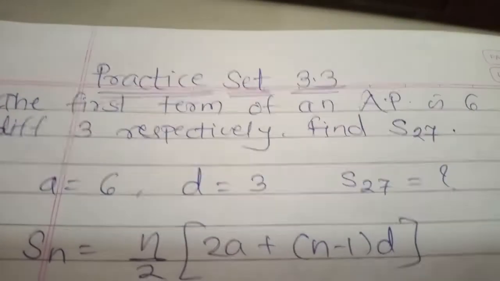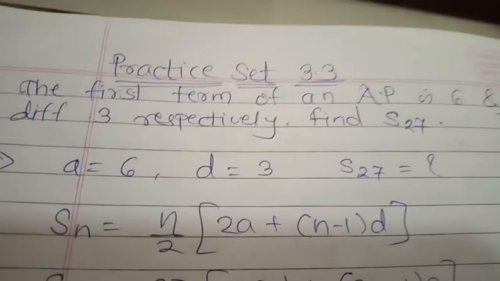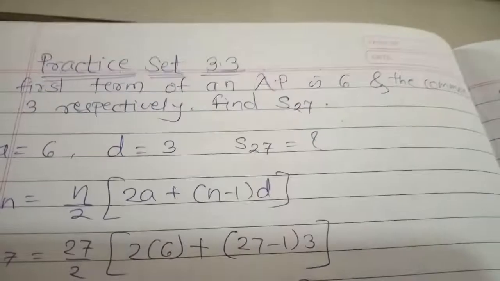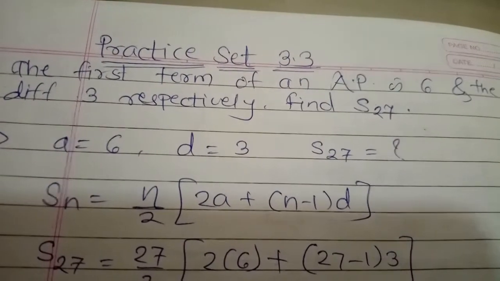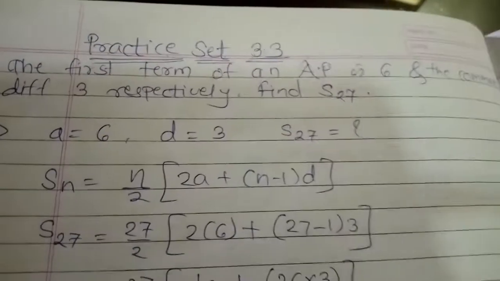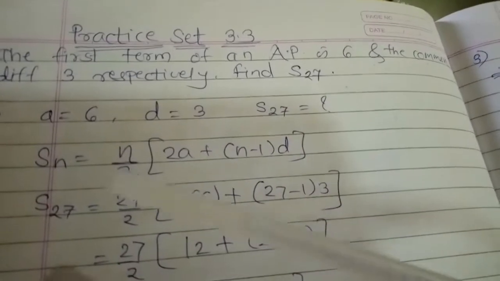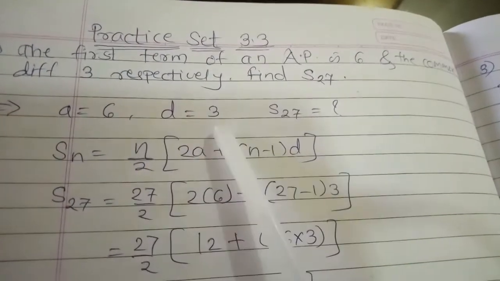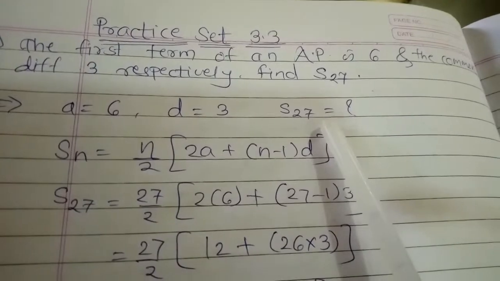Now we are going to start the practice set. See the first example. The first term of an AP is 6 and the common difference is 3 respectively. Find S27. So we have to find out the sum of 27 terms. You are given a is 6, the first term, d is 3, and we have to find out S27.